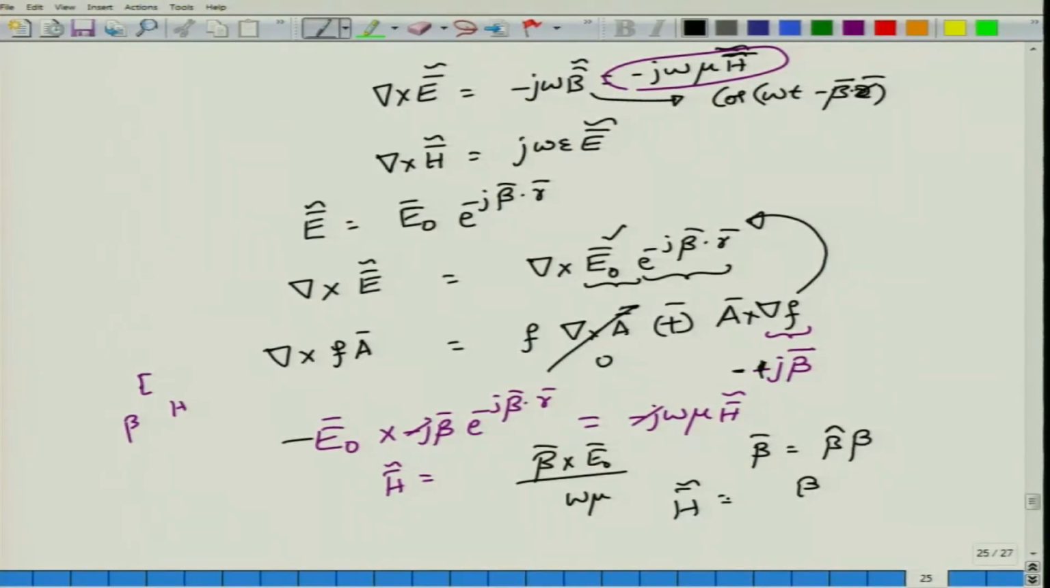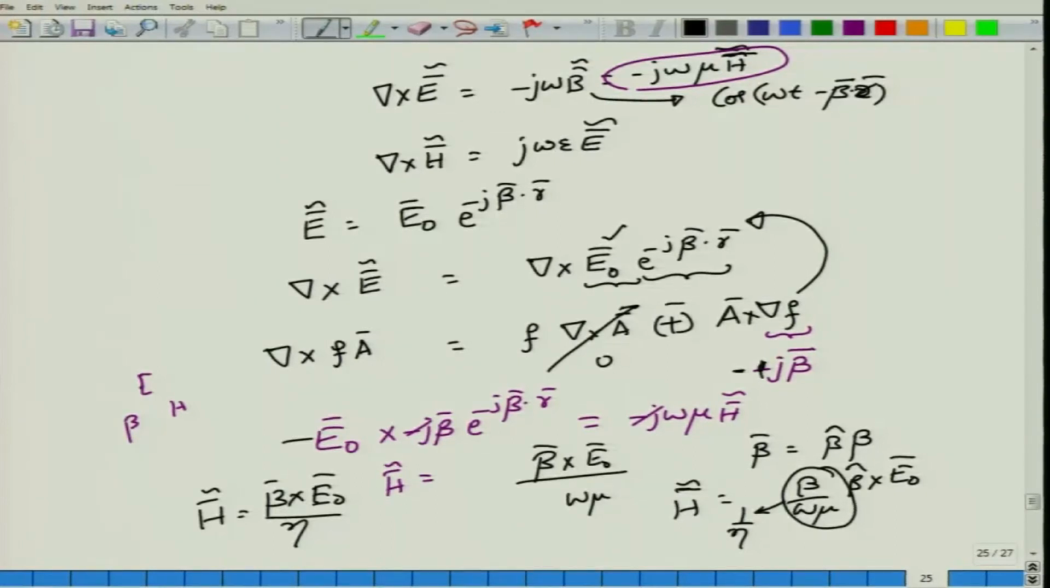Then you can substitute for beta as the unit vector beta hat times beta, and show that the magnetic field H will be given by beta by omega mu times the vector beta hat cross E0, and this beta by omega mu we have already shown to be equal to 1 by eta. Therefore, the phasor H can be computed without worrying about that. So you will have beta hat cross E0 divided by eta. This equation allows you to calculate the magnetic field, provided someone tells you the propagation vector beta as well as the direction of the electric field.